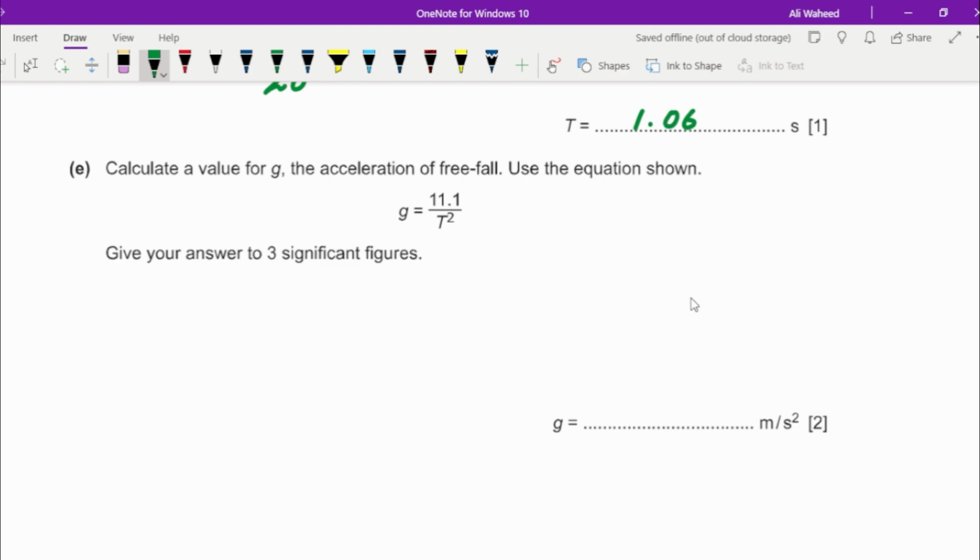Calculate a value of g, the gravitational acceleration. Use the equation below. The equation is also there. Give your answer to three significant figures.